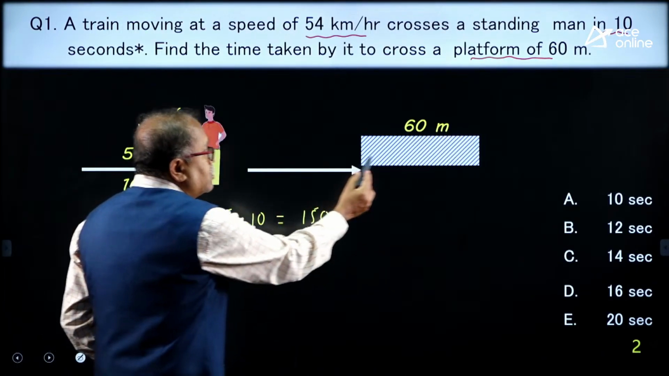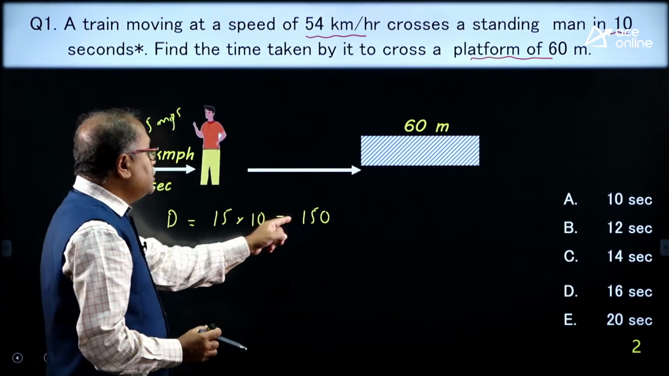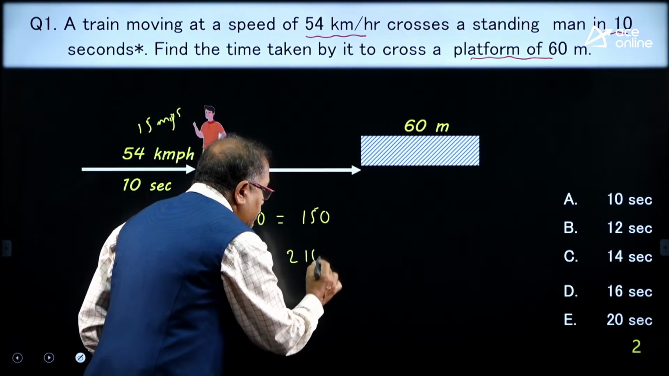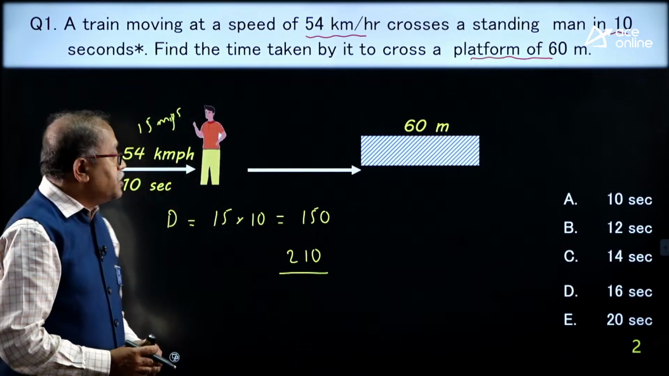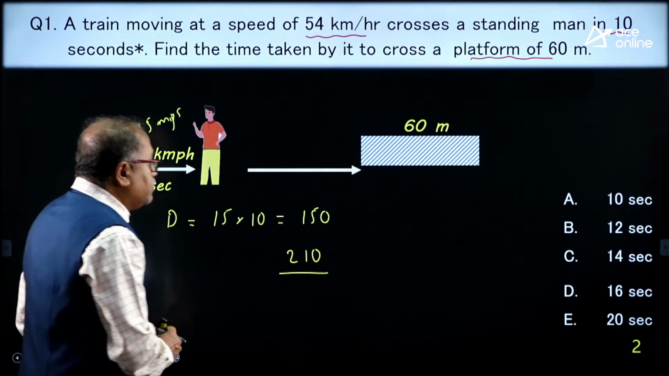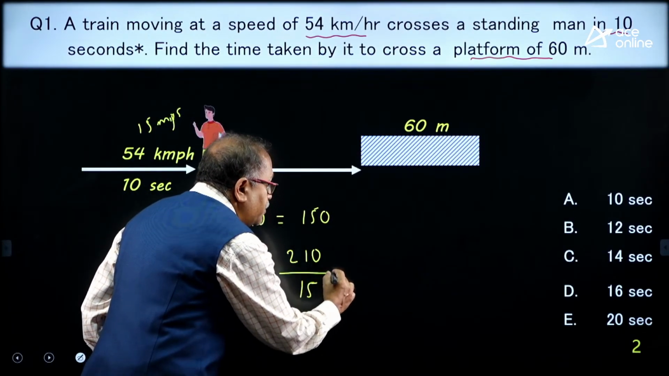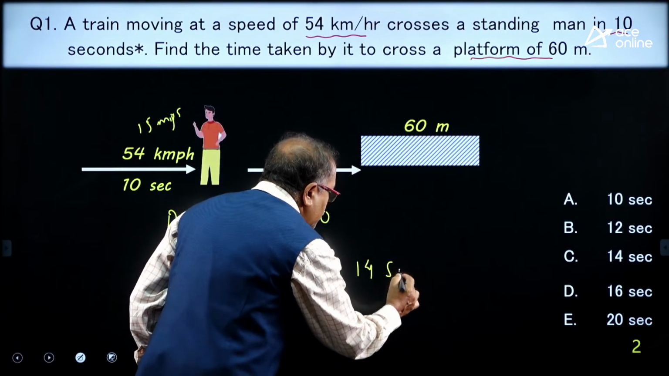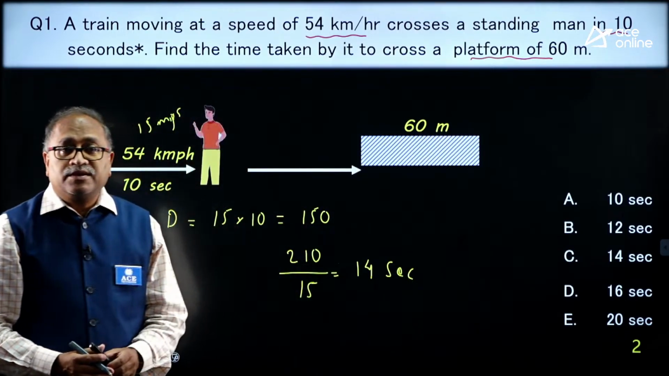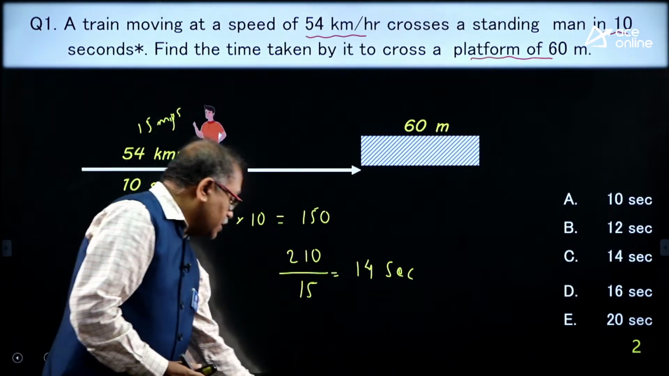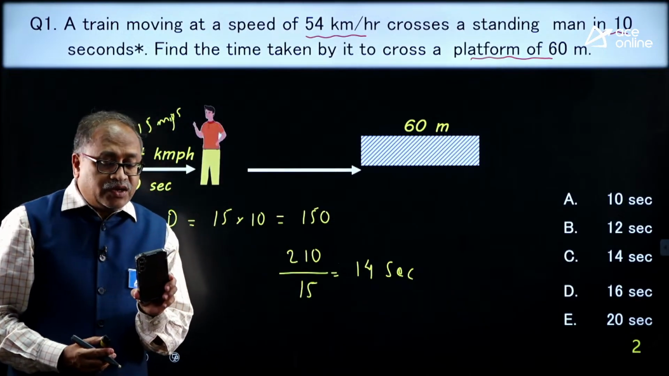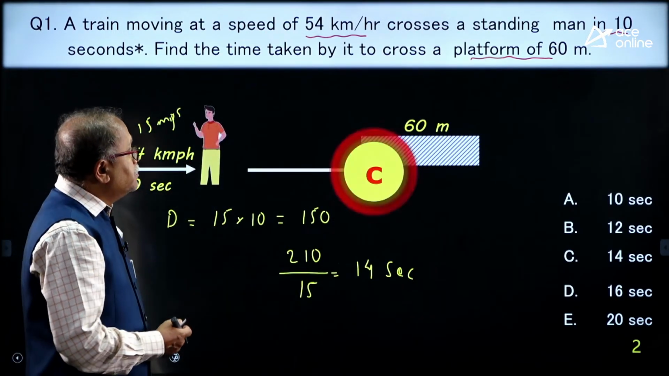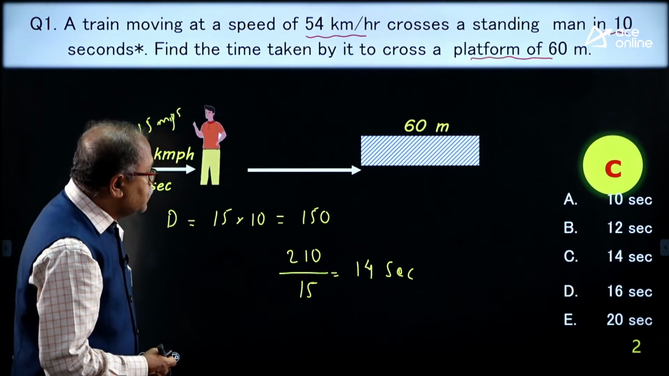Now, when the train is crossing the platform, the total length will be 150 plus 60, which is 210. So it is 210 divided by the speed of the train, which is 15 meter per second. 210 divided by 15 goes 14 times. So 14 seconds should be your answer. Hope it is clear. So, I am moving on to the next question, and the answer here is option C, that is 14 seconds.